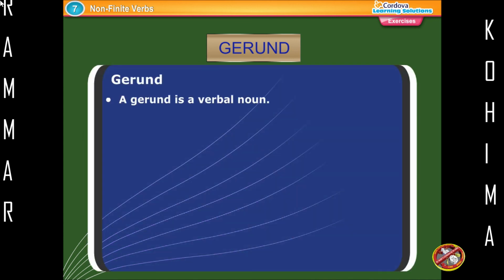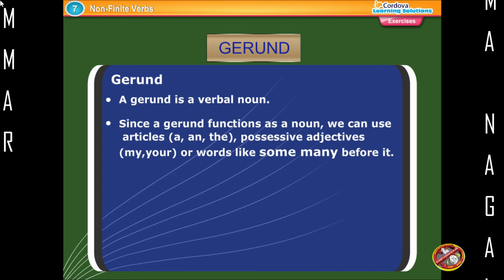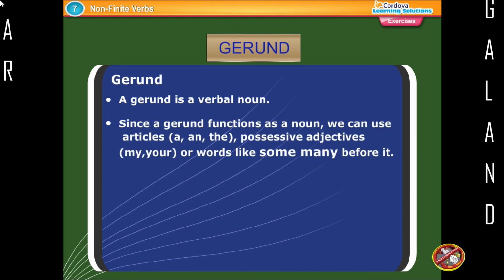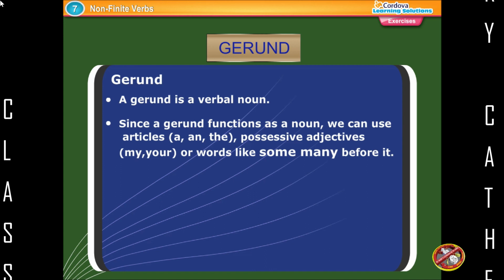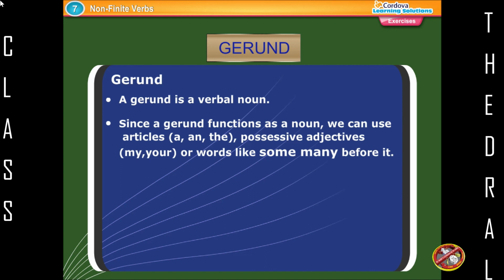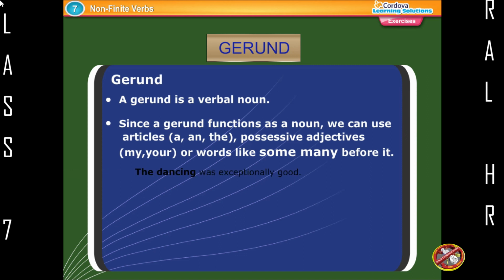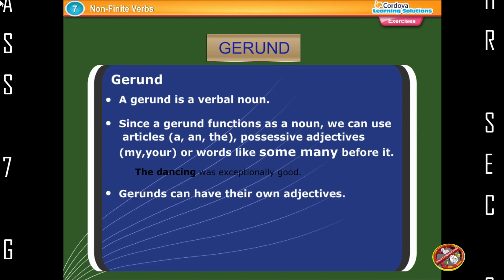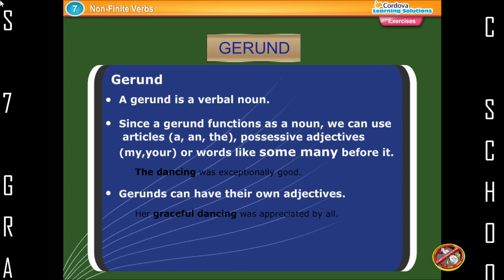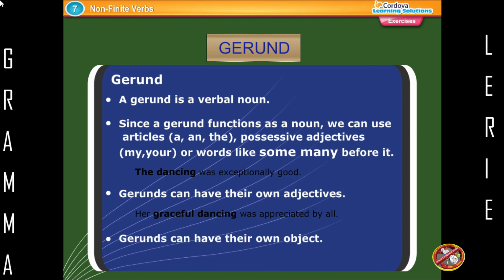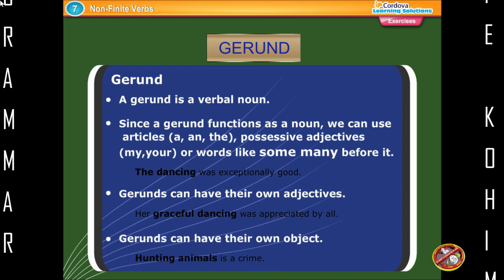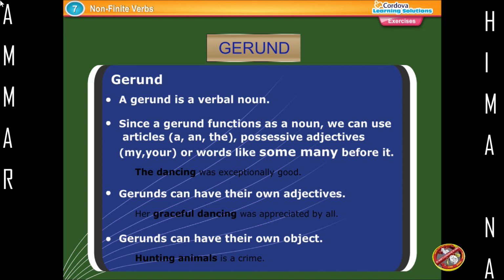Gerund. A gerund is a verbal noun. Since a gerund functions as a noun, we can use articles a, an, the, possessive adjectives my, your, or words like some, many before it. The dancing was exceptionally good. Gerunds can have their own adjectives. Her graceful dancing was appreciated by all. Gerunds can have their own objects. Hunting animals is a crime.